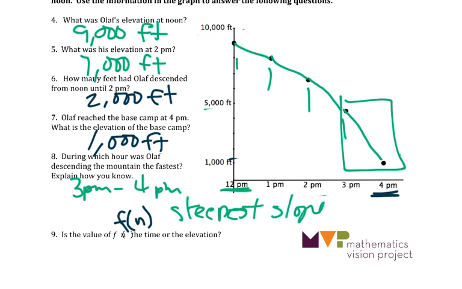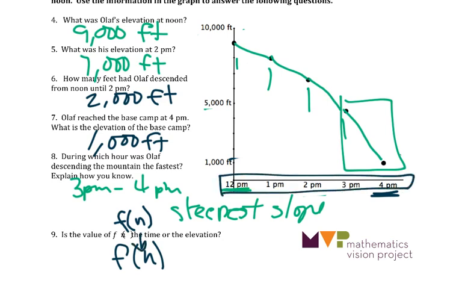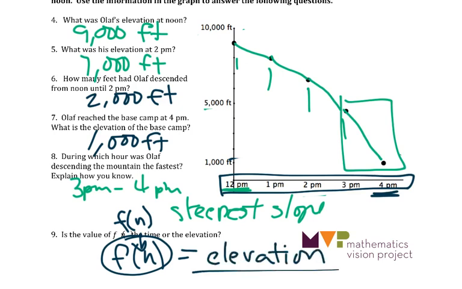It says, what is the value of f of n, the time, or the elevation? Okay, so n would be our input. When we're talking about this function notation, this is our input. Our input would be the time, making our output f of n would be the elevation. All right, and there we go.